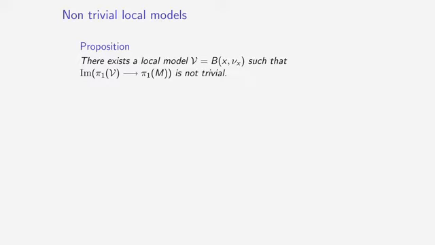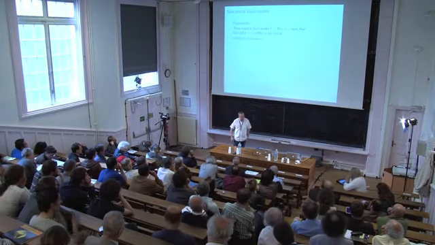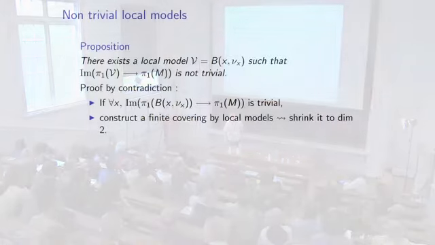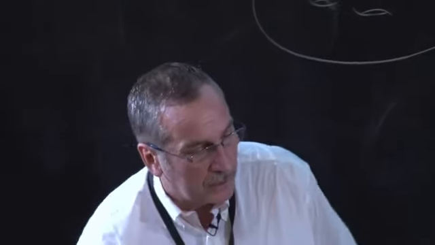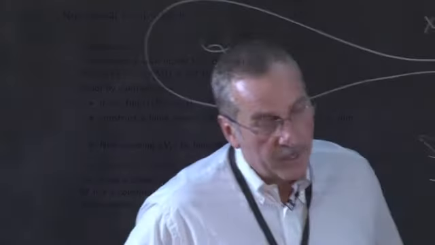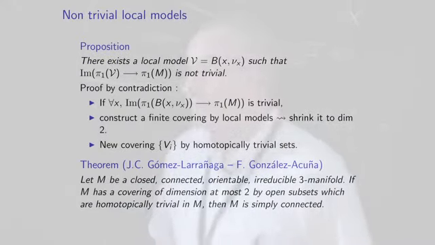That is, the image of the fundamental group is not trivial in the manifold. So let's try to do this. Well, it's a proof by contradiction. If all these local models are trivial, we can do the same thing as before. Construct a covering, shrink the covering. The new covering, which I called VI before, all the VIs were included in the metric balls, and it's also homotopically trivial. And then we are lucky enough, there is a theorem by these two Mexican mathematicians, Gómez-Larrañaga and González-Acuña, which says that this is not possible unless the manifold is simply connected.